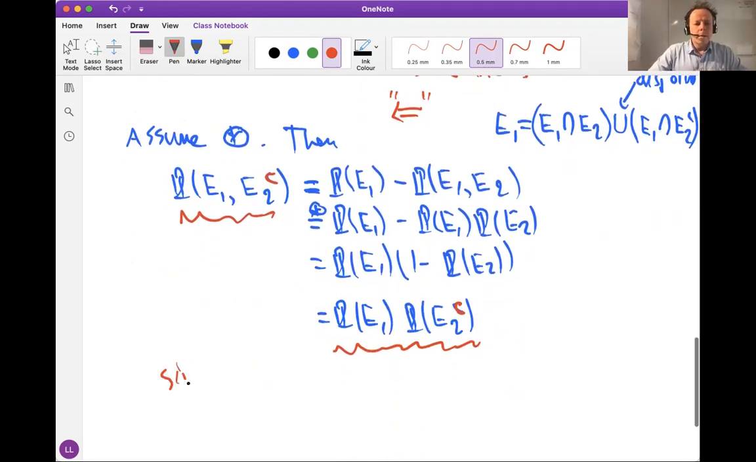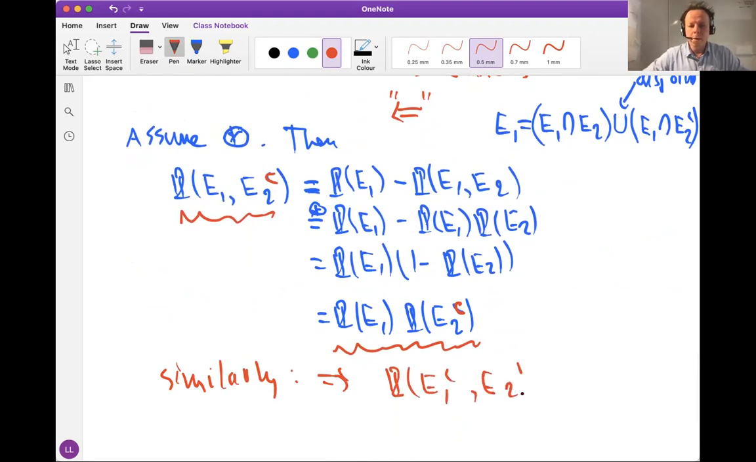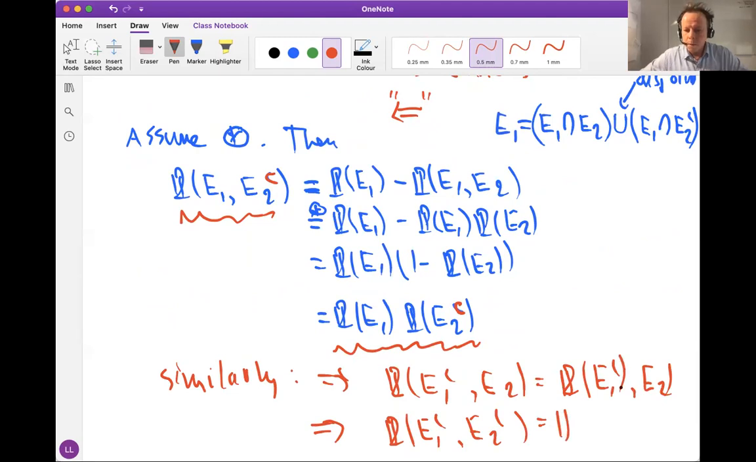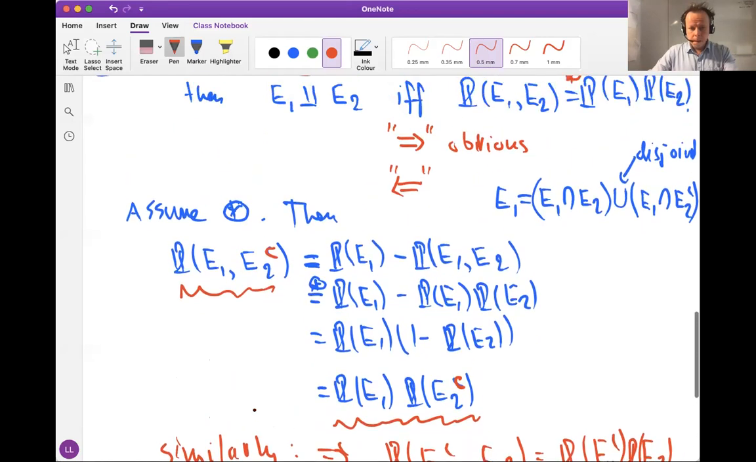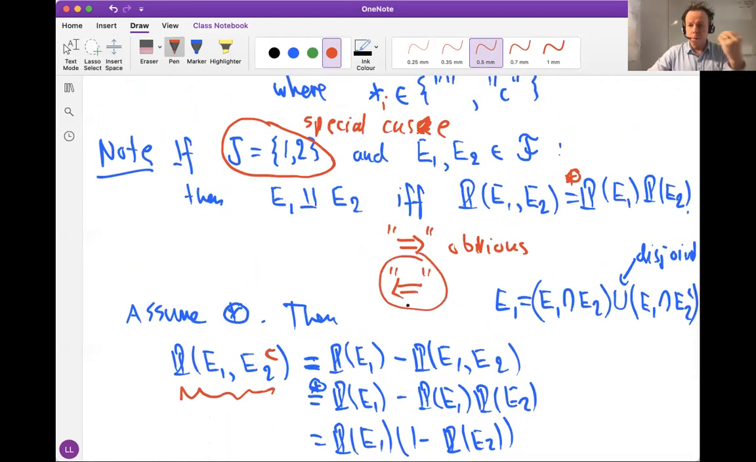And then similarly, we can also conclude that we could take the complement of the first and then the full second set, and we verify that this is E1 complement, this is E2. And then we can also verify that for E1 complement and E2 complement, we are factorizing, of course. So here we can factorize the complements of both as well using these rules of probability. So this is exercise 5.1 in the lecture notes. If you do this exercise, you know why this is less obvious, but it's possible to verify.